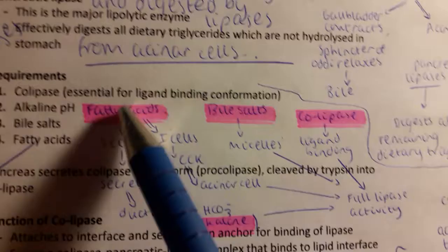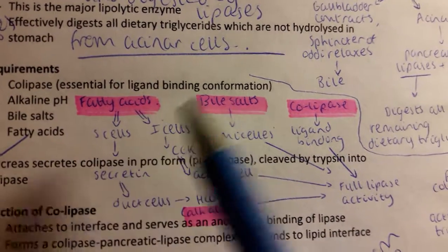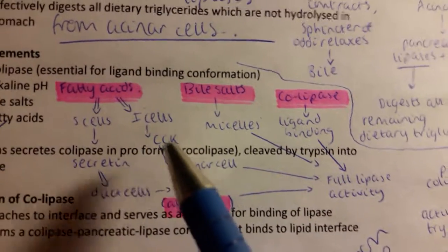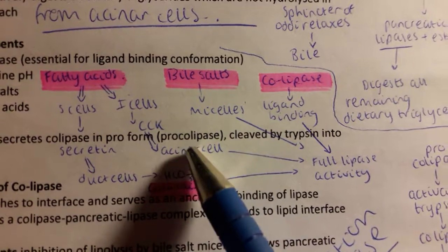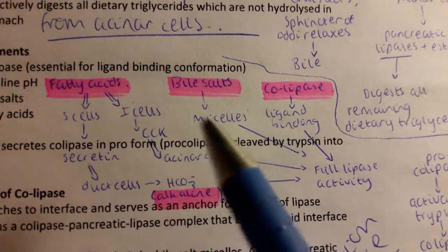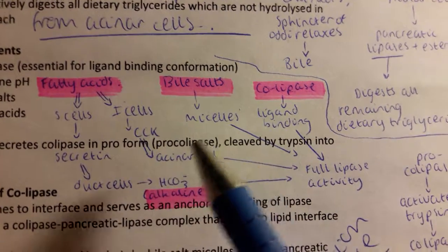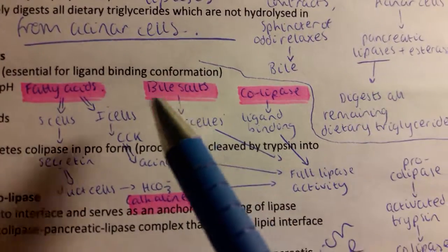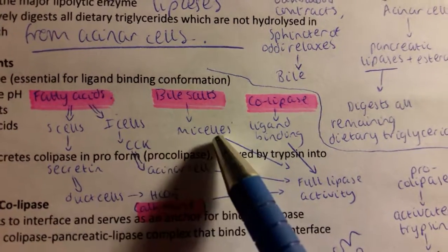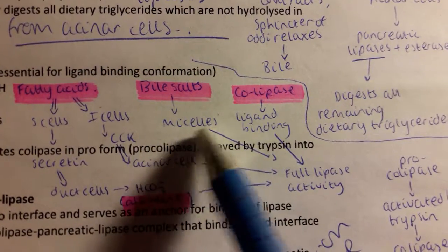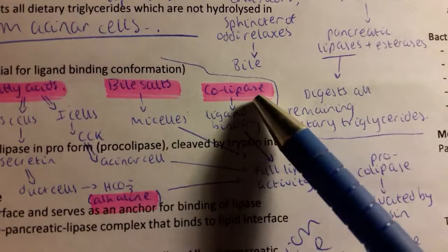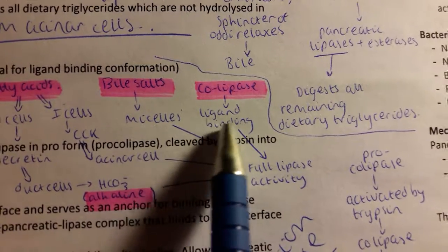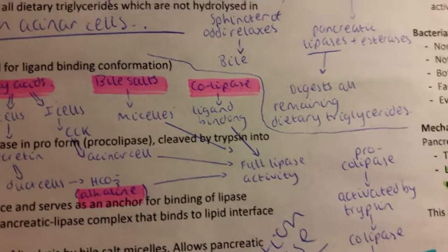Now fats also stimulate duodenal I cells, and I cells, as we saw up there, secrete cholecystokinin. Cholecystokinin is the main stimulant for pancreatic acinar cells, the ones that produce the zymogens, lipases, and amylases, so they secrete the lipases for full lipase activity. The bile salts, as we know, allow the emulsification of fats by forming bile salt fat micelles. And colipase is a coenzyme that allows ligand binding for full lipase activity.